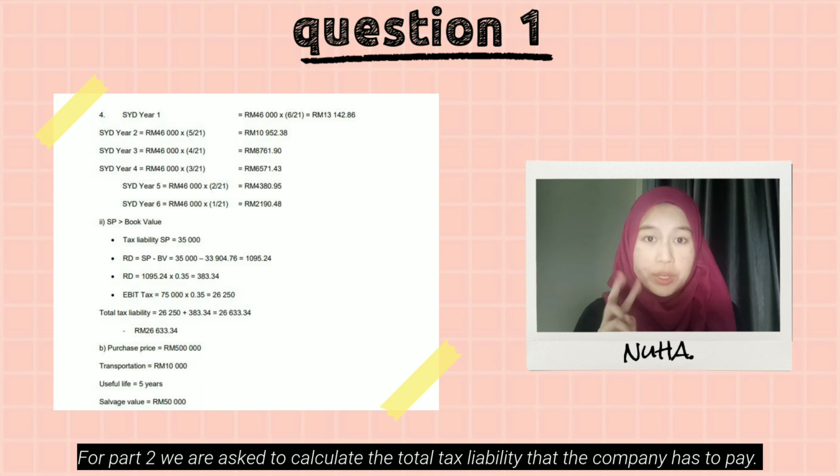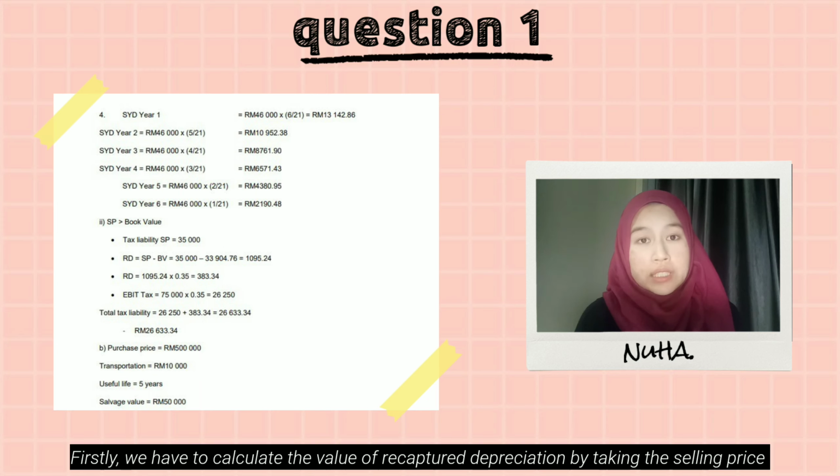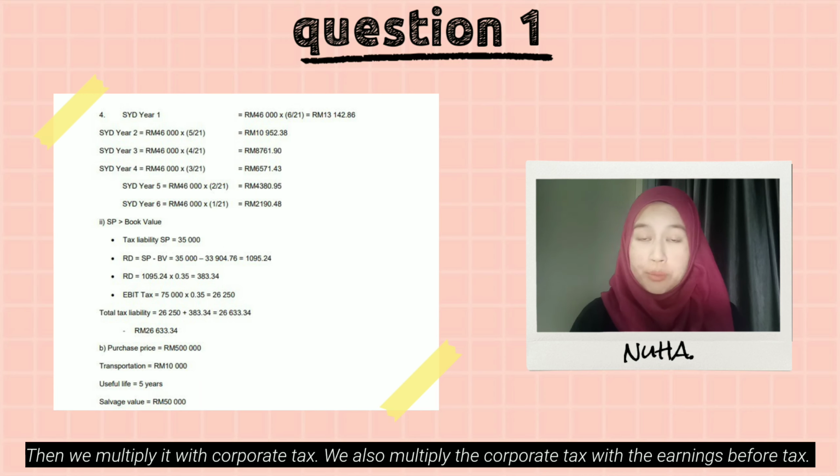For part 2, we are asked to calculate the total tax liability that the company has to pay. So since the selling price is bigger than the book value, we will get recaptured depreciation. So firstly, we have to calculate the value of recaptured depreciation by taking the selling price and subtracting it with the ending book value for year 2. Then we multiply it with the corporate tax.